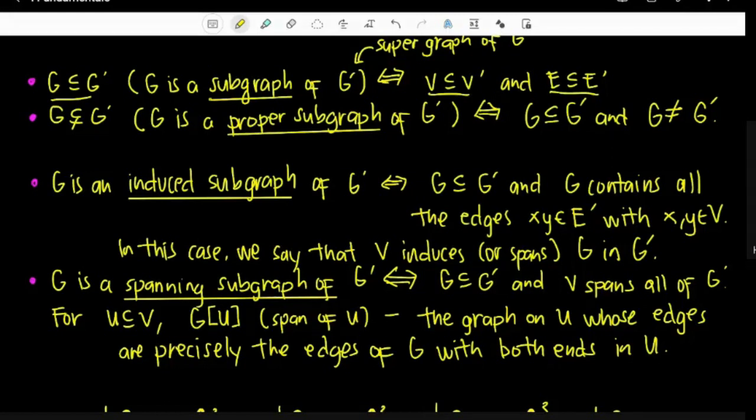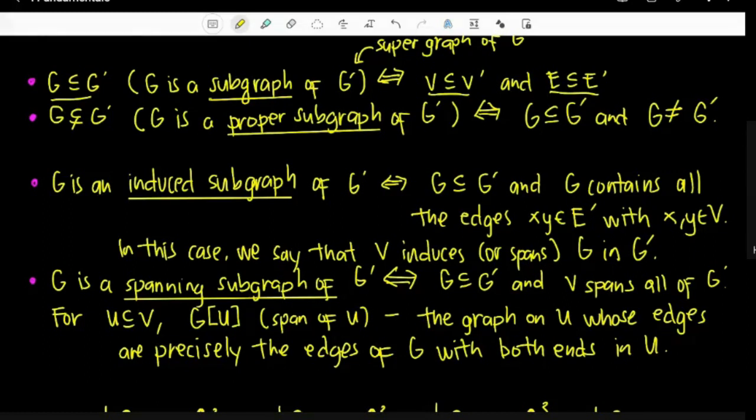Now, if G is a subgraph of G prime but they are not equal, so we call them proper subgraph. So para lang ding proper subset. So meaning, G may have fewer vertices or fewer edges than G prime. Parang mas konti yung vertices niya or mas konti yung edges niya.